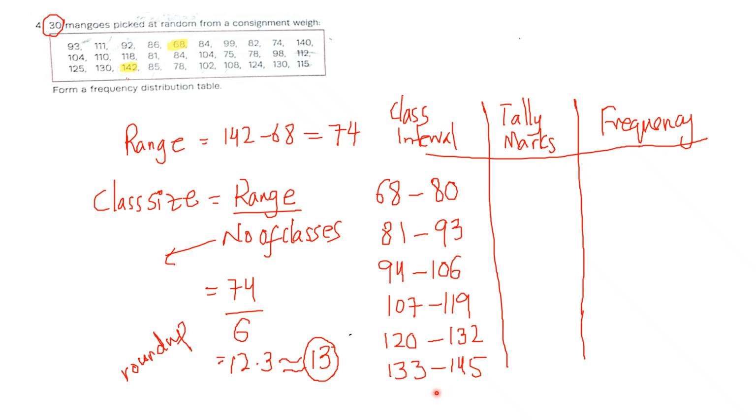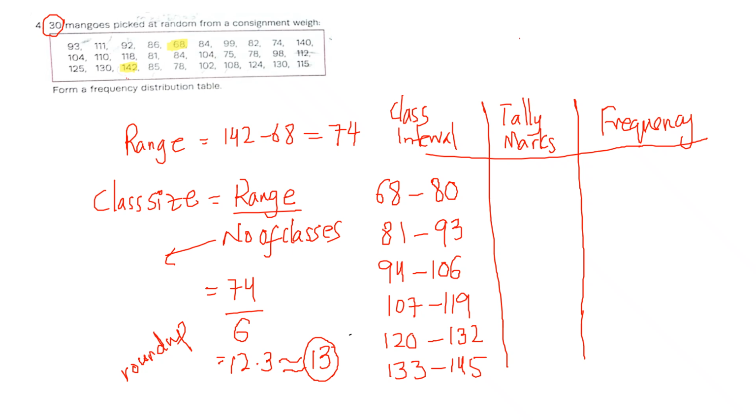So I will be keeping this also of 13 units, right? Every class interval needs to be of 13 units, and when you subtract them, 68 from 80, 81 from 93, then of course you will be getting 12, and each will have the same difference. So now the next step is to mark the tallies.